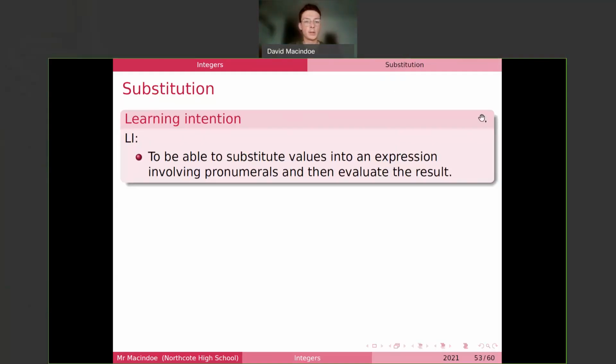In this lesson, we're going to look at the idea of substitution. So what we're going to be able to do by the end is substitute values into an expression. We're given values and we're going to put those into an expression that has pronumerals in it. So we're going to replace the pronumerals with our values.